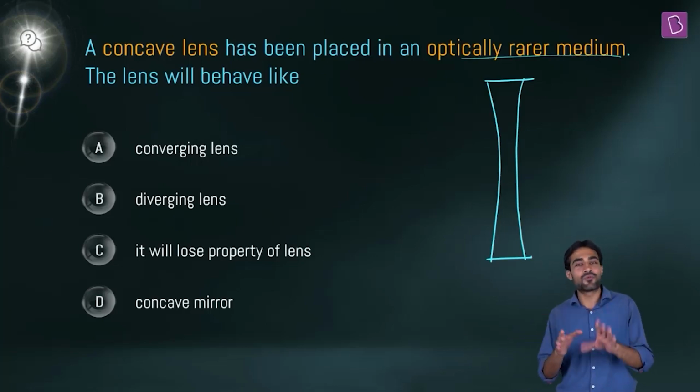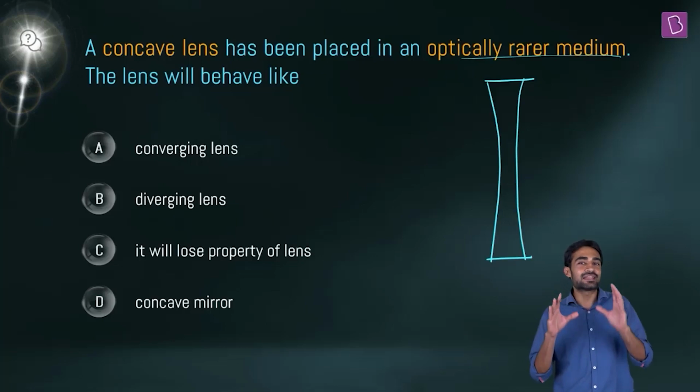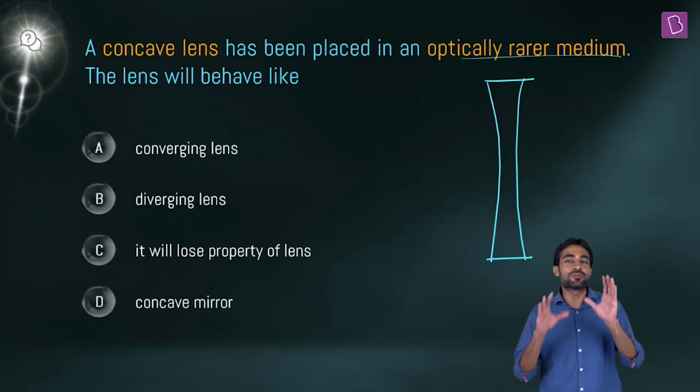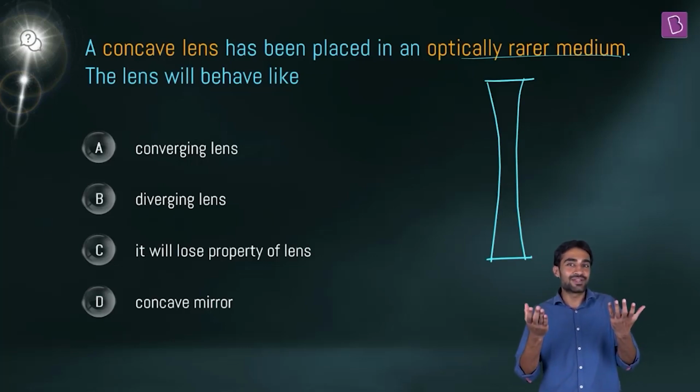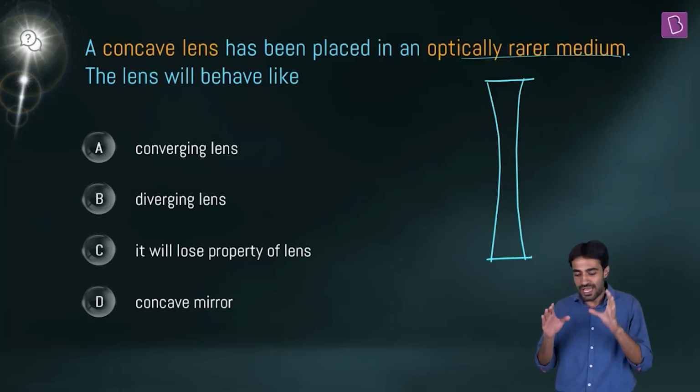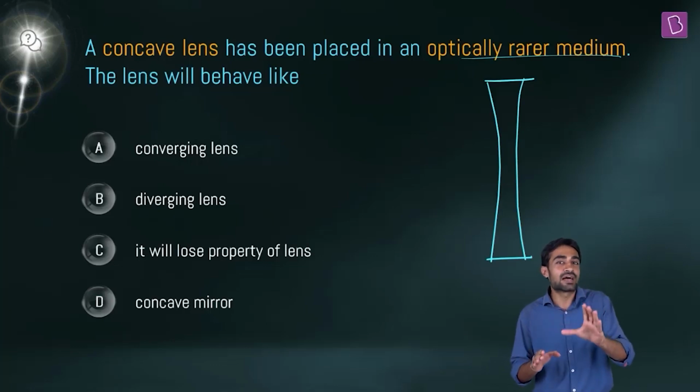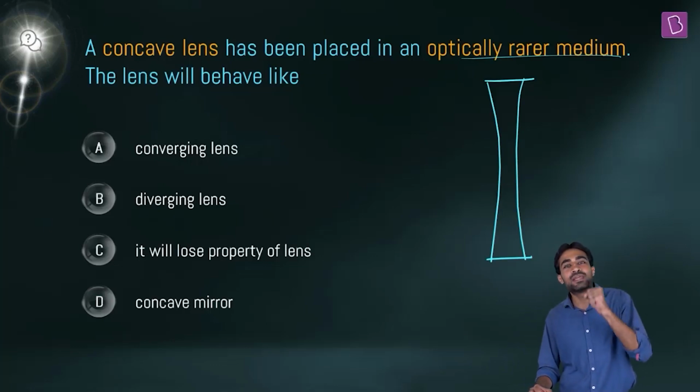Suppose this lens is made of glass. Now we want to place this lens in optically rarer medium. Can you imagine any optically rarer medium? Yes, we can. We can imagine air. Suppose we place this lens made of glass in air. So what would be the behavior of this lens?